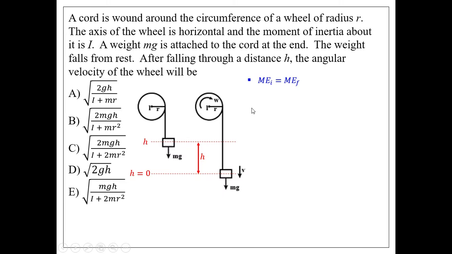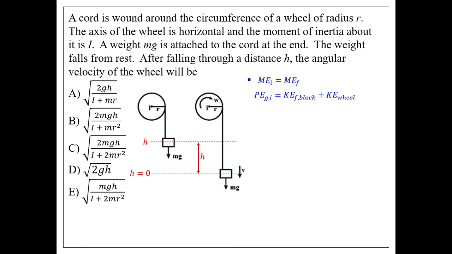ME initial equals ME final. But initially the wheel wasn't moving, so it has no KE. The block was released from rest, so it has no KE. But it is a distance h above 0, so it has to have some sort of PE due to gravity. So I'm just going to go ahead and expand the left side to equal PE. After it's released, both objects are now moving. The box though just has a KE linear because it's not rotating. However, KE for the wheel or the pulley here is just KE rotational, and it does not have a KE linear, right? It's spinning around its own axis.